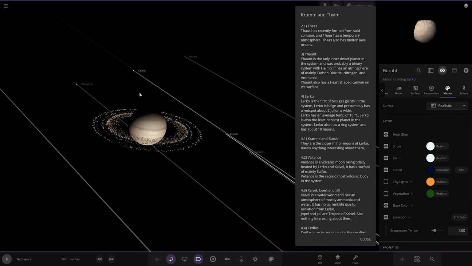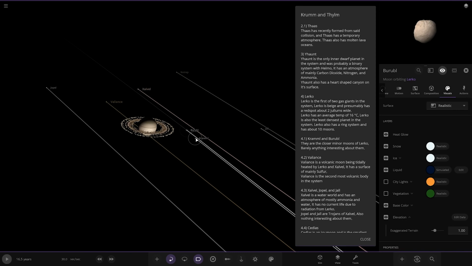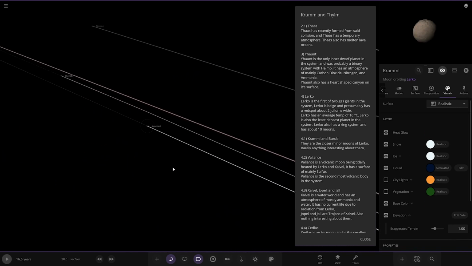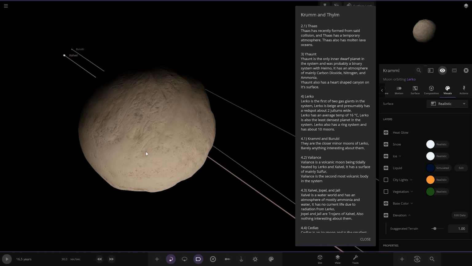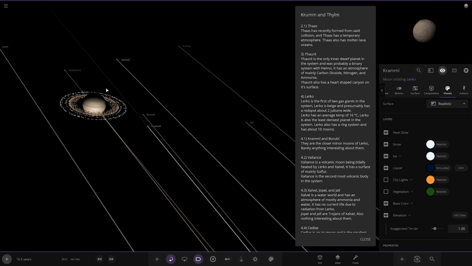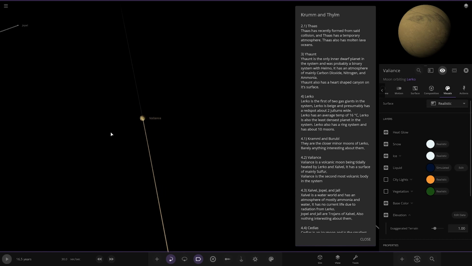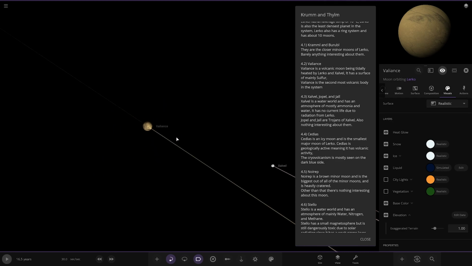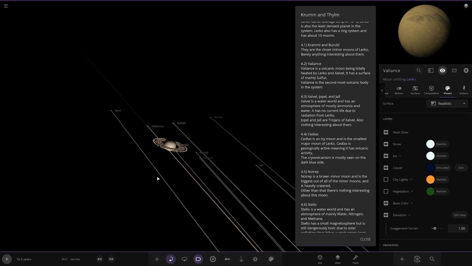So these all have descriptions as well, I think. First up we've got Cramil and Burberry here. They're both asteroid moons. They're close minor moons, barely anything interesting about them. Then we've got Valiance, which is here. It's a volcanic moon tidally locked with Lurko. It has a surface of mainly sulfur. It's the second most volcanic body in the system.